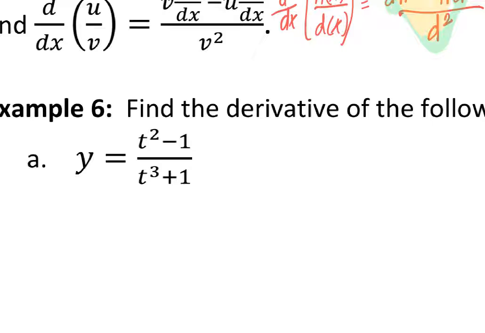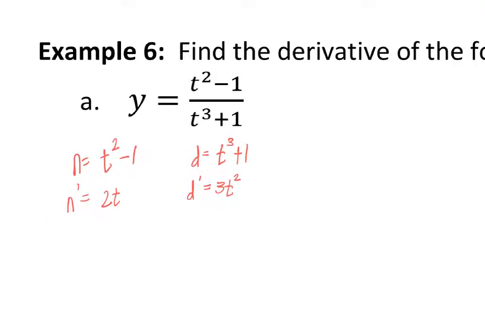So the numerator is, and look, this is going to be tedious, and you're like, why do I have to label this out? You don't. I'm not going to make you. But I do highly suggest it. I think it will help. D equals t cubed plus 1. So d prime is 3t squared. And just remember, d n prime minus n d prime over d squared.